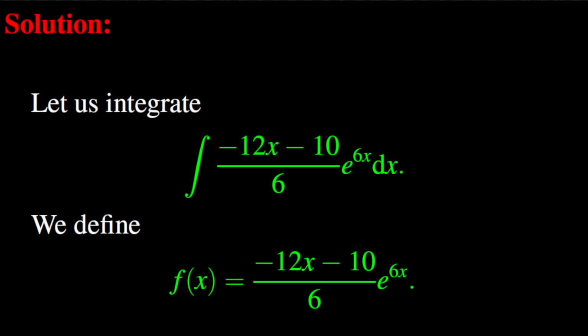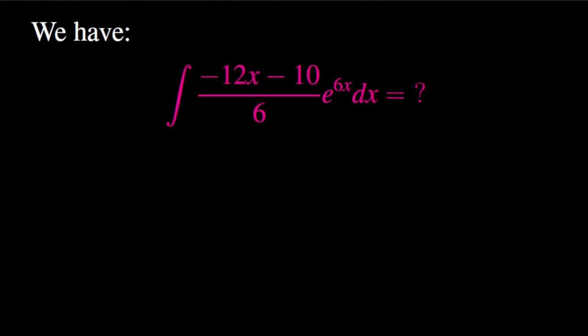Let us integrate the function minus 12x minus 10 over 6 times exponential of 6x. Given that the function to integrate is still the product of a nonlinear function with a polynomial function, we still have to use the method of integration by parts. The main aim of this repeated utilization of the method of integration by parts is to reduce the degree of the polynomial function, minus 12x minus 10 over 6.